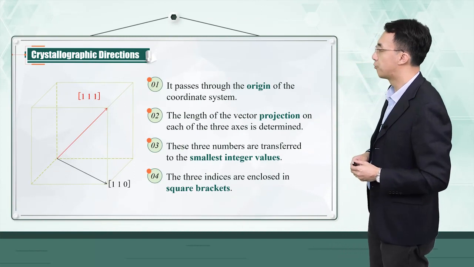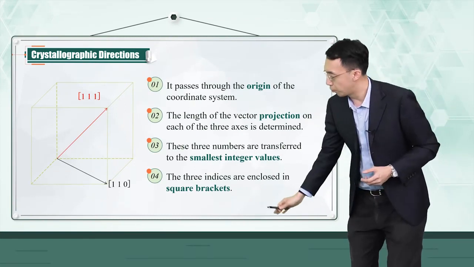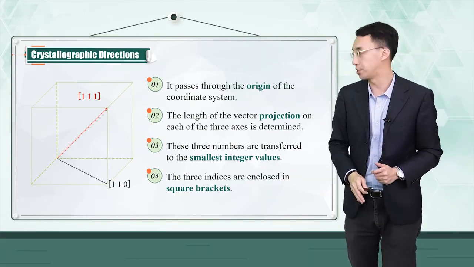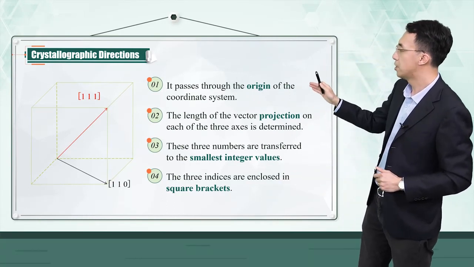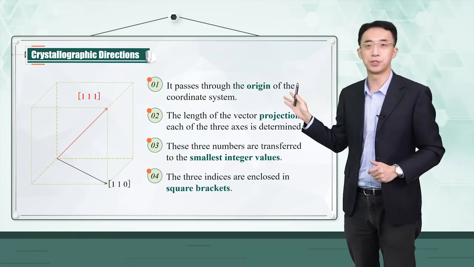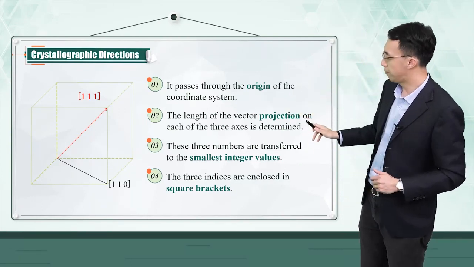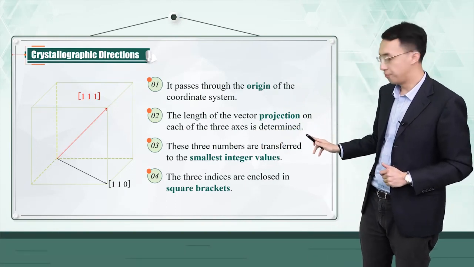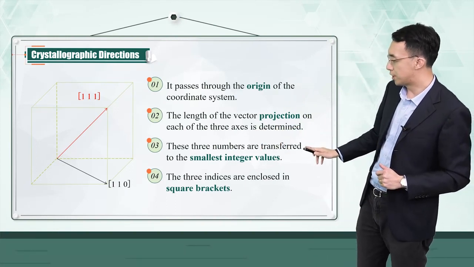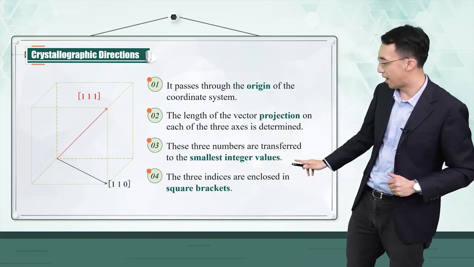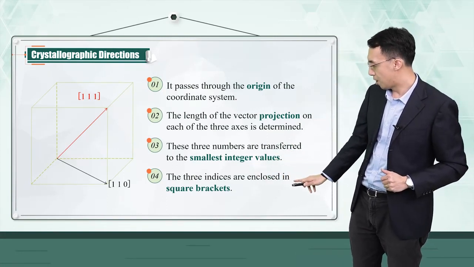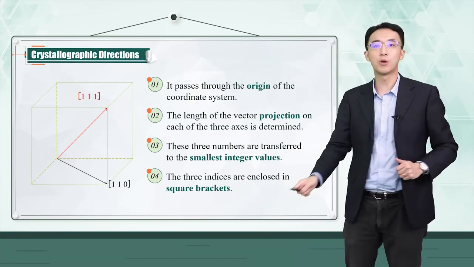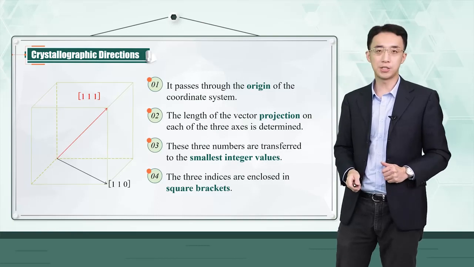This is the way you determine a particular direction in the crystal structure. First, it has to pass through the origin of the coordinate system. Second, the length of the vector projection on each of the three axes is determined. Then these three numbers are transformed to the smallest integer values. And the three indices should be enclosed in square brackets. So that's the sequence for determining a certain direction in a crystal structure.